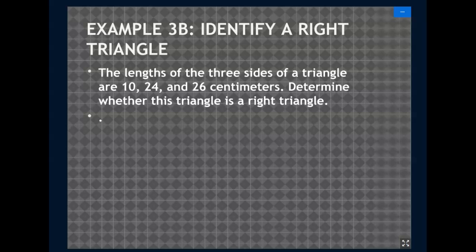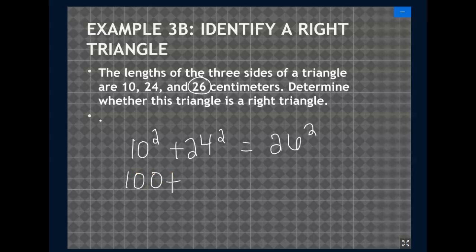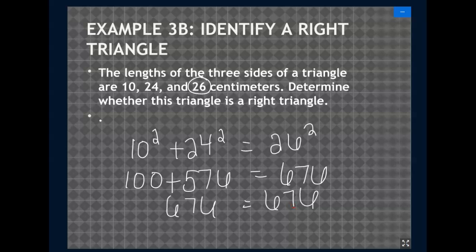So once again, you have three lengths. The largest length is always your hypotenuse. So you'll add the other two lengths together. So we get 676 equals 676. So we say, okay, that's a right triangle.